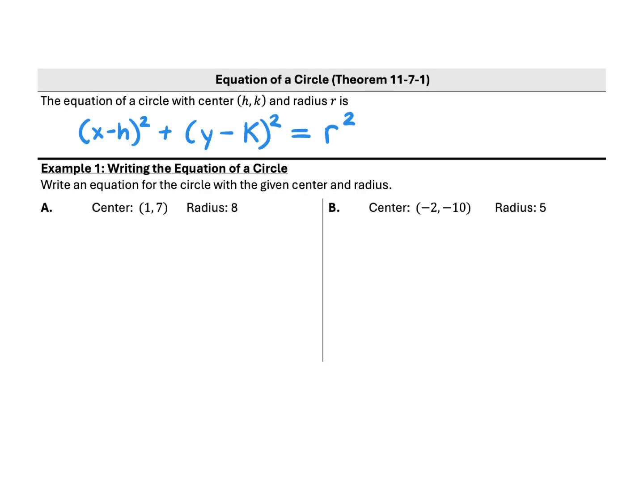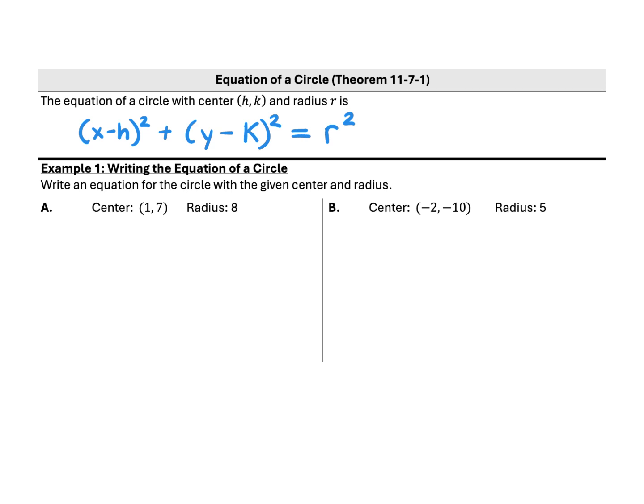The equation for a circle with center (h, k) and radius r is given by (x minus h) squared plus (y minus k) squared equals r squared. Using that formula, we can write the equation for any circle in the coordinate plane.